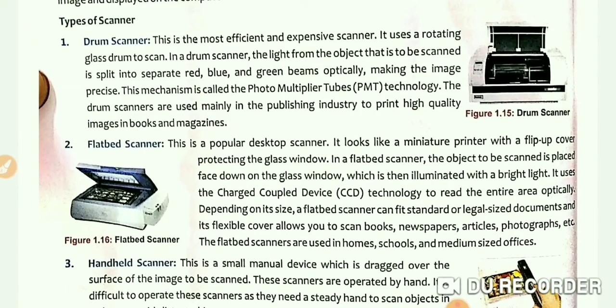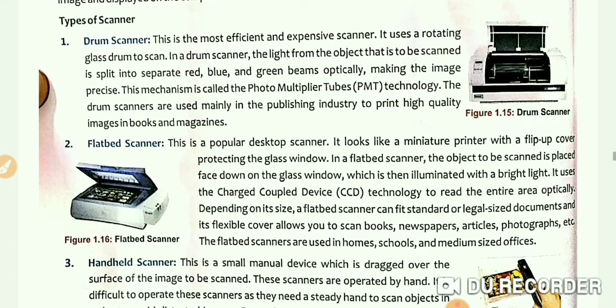So coming to the drum scanner, this is the most efficient and expensive scanner. It uses a rotating glass drum to scan. In a drum scanner, the light from the object that is to be scanned is split into separate red, blue, and green beams optically. This mechanism is called the photomultiplier tubes, PMT technology. The drum scanners are used mainly in the publishing industry to print high quality images in books and magazines.